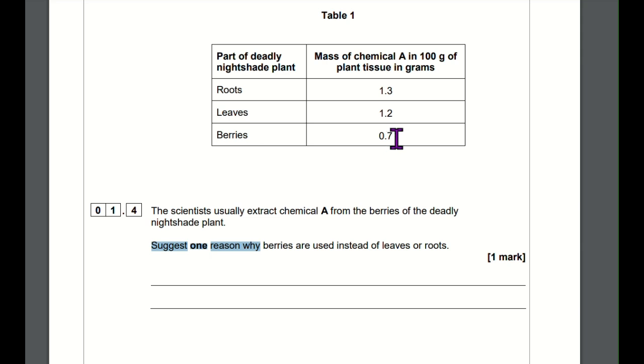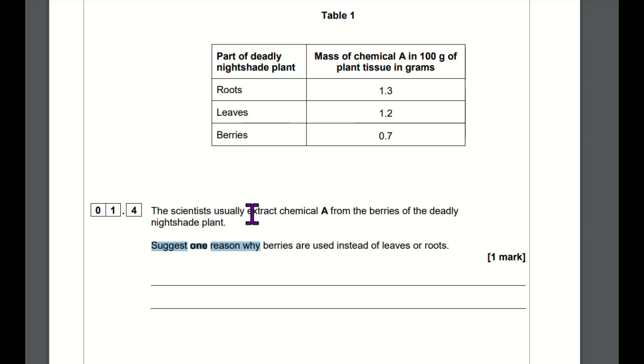It is only 1 mark and it's asking you to suggest a reason why the berries are used instead of the leaves. Now we know with the berries, they are easier to access, it'll be easier to extract, and it has less of the chemical in there. So any of those as an answer should suffice. But have a go at the question yourself.